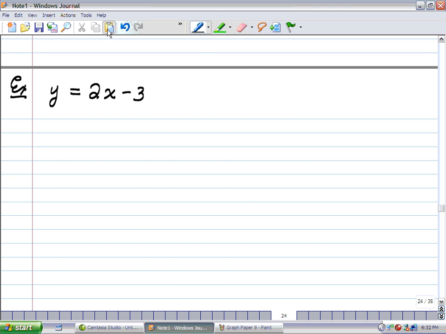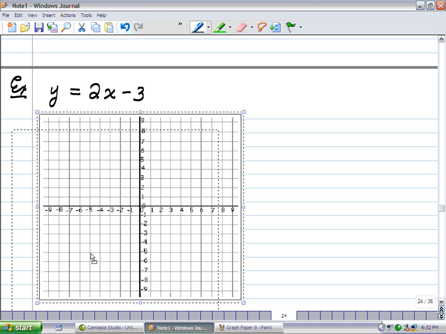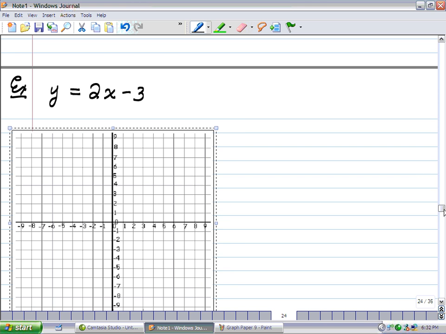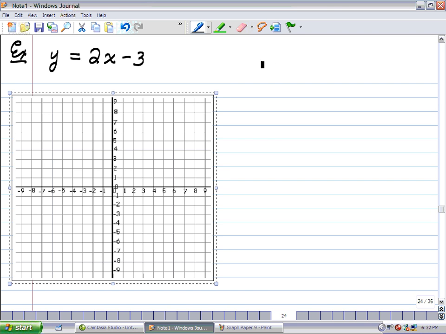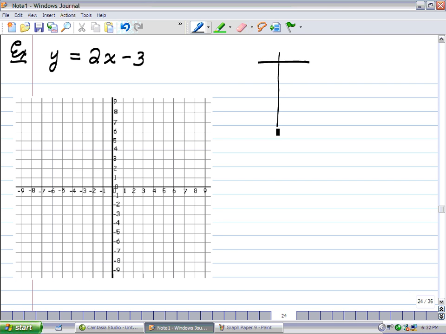So I'm going to first make a table. In my table, I have to choose x or y and then find the other one. Okay, well, y is all by itself, so remember that section we did on formulas? The letter that was by itself was easily solved for by plugging the other ones in. So since y is by itself, we'll choose the x's. Now to create a line, only 2 points are needed.